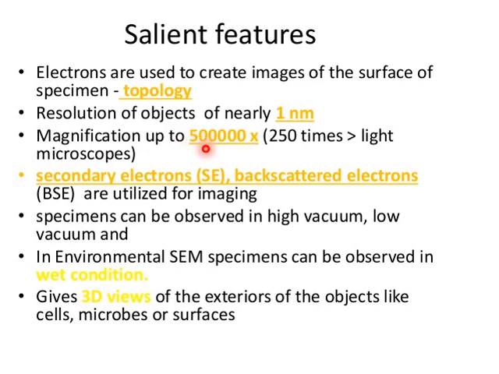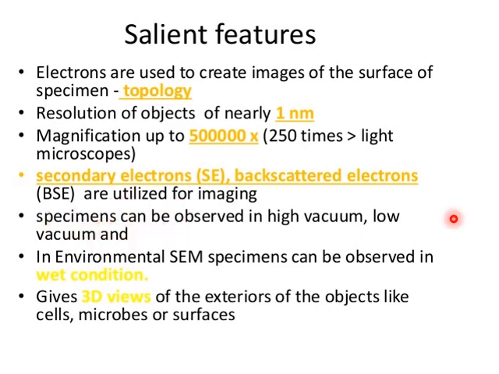Magnification up to 500,000, 250 times greater than light microscope. 500,000x. Its magnification is very high. Secondary electrons and backscattered electrons are utilized for imaging.